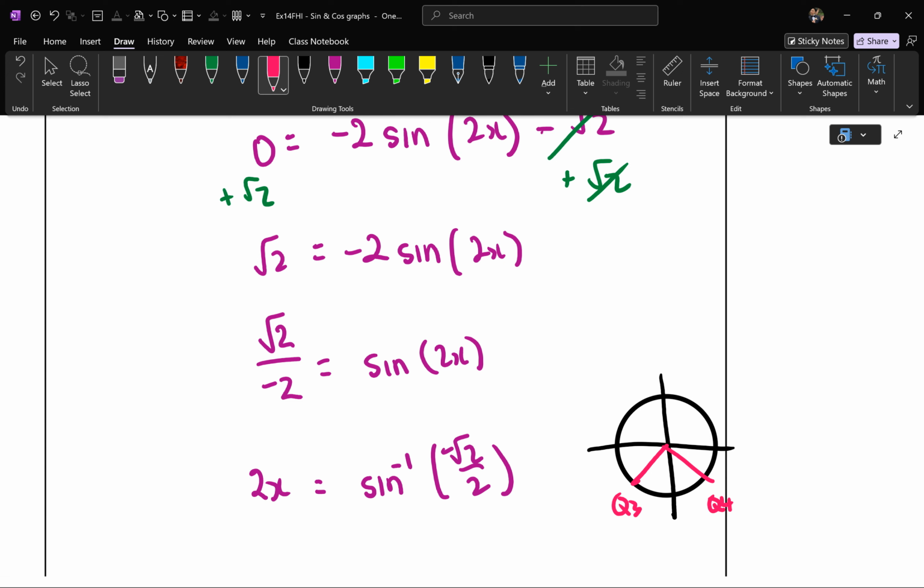Now you need to work out a base angle. Sine of what angle will give you root 2 on 2? If you didn't know, root 2 on 2 is the same thing as 1 on root 2, because rationalized in the denominator, that's how you get root 2 on 2. So which finger will give you 1 on root 2 again, or root 2 on 2? Which one was it again?